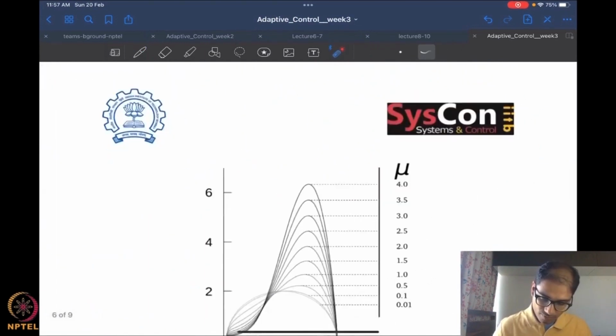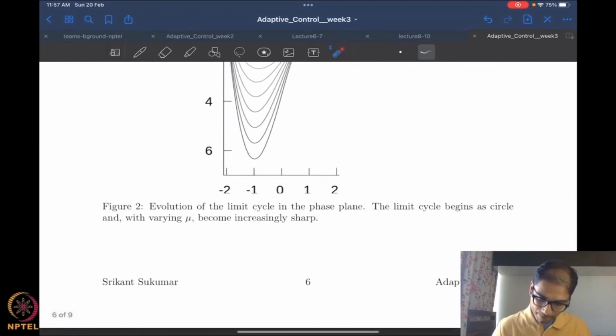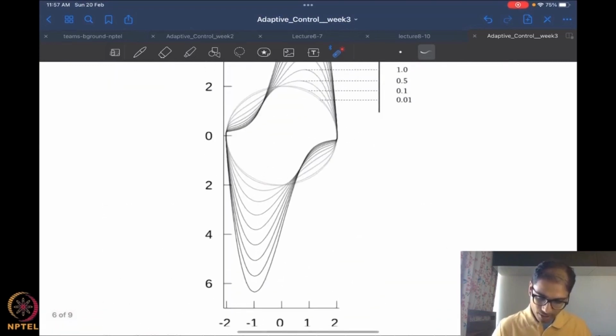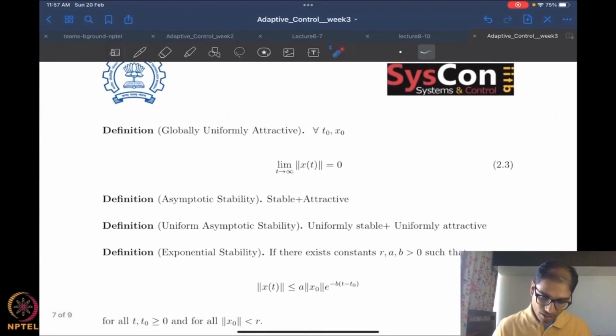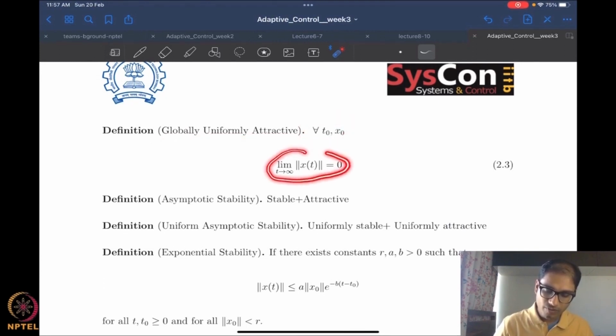Okay. It's not just uniformly, but also globally attractive. And this is anyway from the previous example. This is what is our next definition. Globally uniformly attractive. That is, for all t0 and x0, the limit as t goes to infinity of the norm of x(t) is 0. This was in fact our next definition.